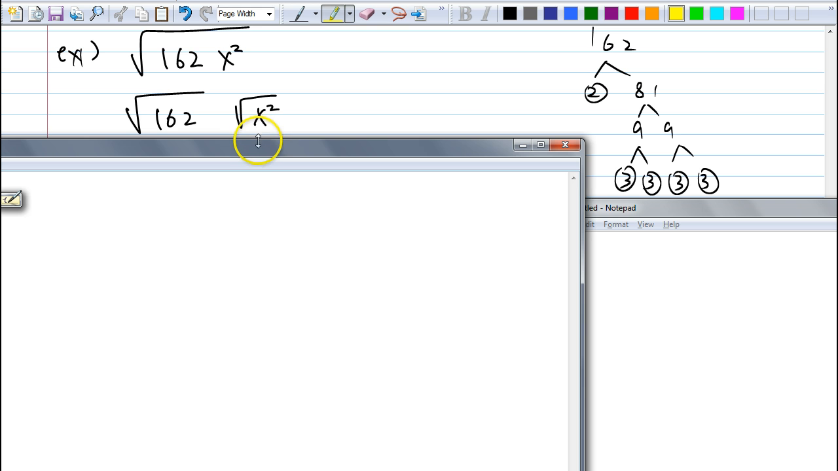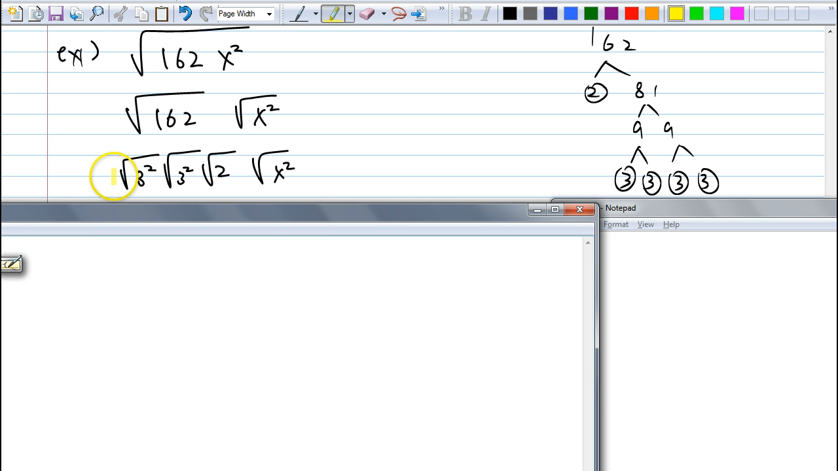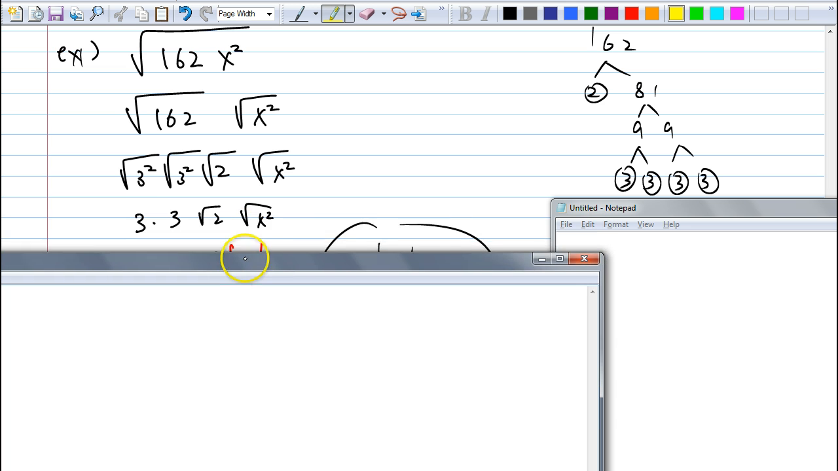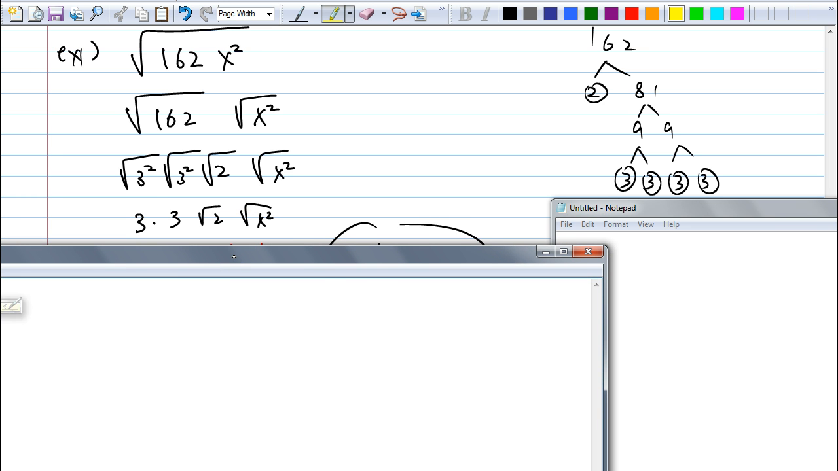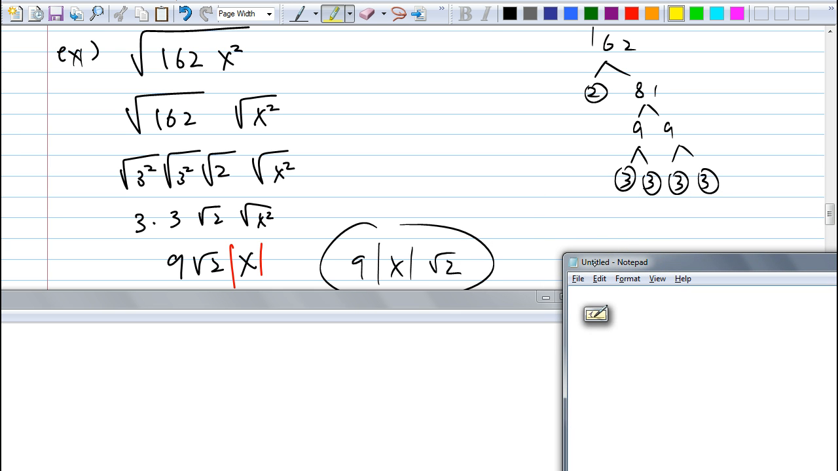And what's the absolute value? What's the square root of x squared? We just said that is going to be, right? So you write square root of 3 squared, square root of 2, square root of x squared. What is the square root of x squared, by the way? We just said it's going to be x or the absolute value of x? Absolute value of x. What about square root of 3 squared? What is that? 3. So you just get 3 times rad 2 times absolute value of x, and you simply get 9 rad 2 absolute value of x.